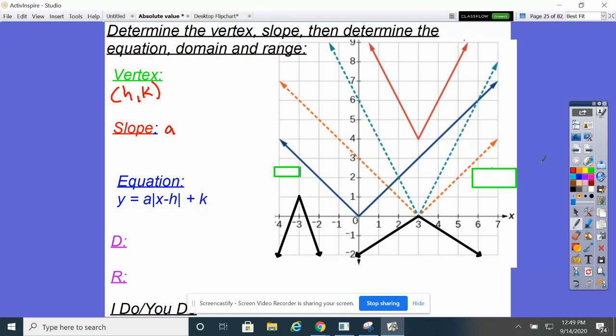If we can go figure out the vertex, let's just take this red line. The vertex here, the coordinates are 3, 4. 3, 4. Well, the first value is the H and the second value is the K. So now we know H is 3 and K is 4. The A value we said is like the slope, the steepness.